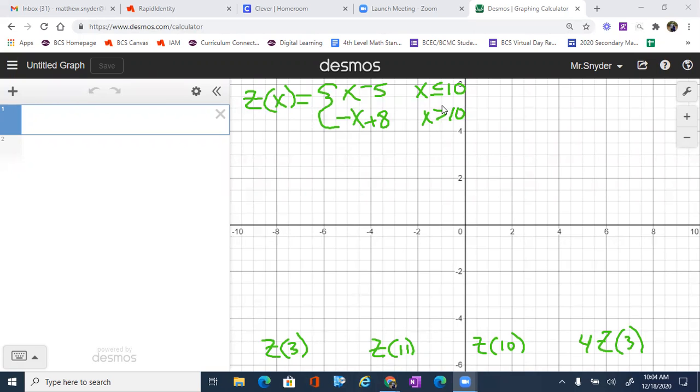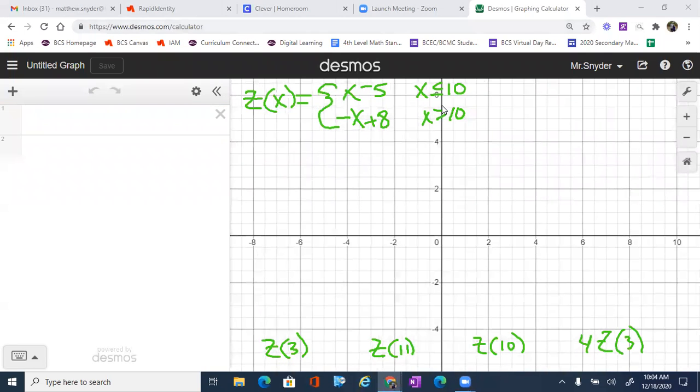It gives us two equations, and it also gives us their domain restrictions, okay? That's what these pieces are actually called right over here. Those are domain restrictions. All right, so we're going to break this up. In order to type this into Desmos, we need to break it up into two cells.